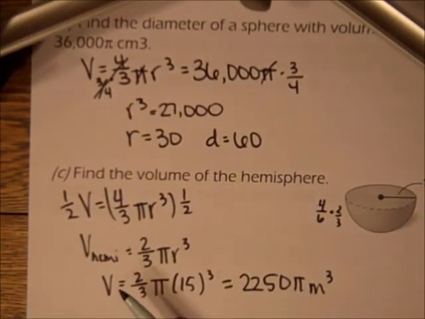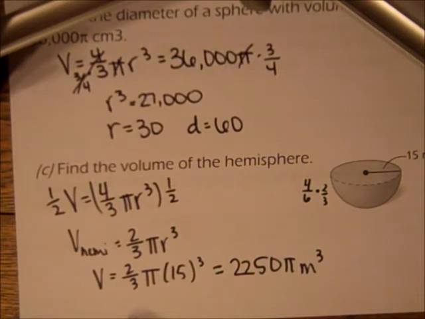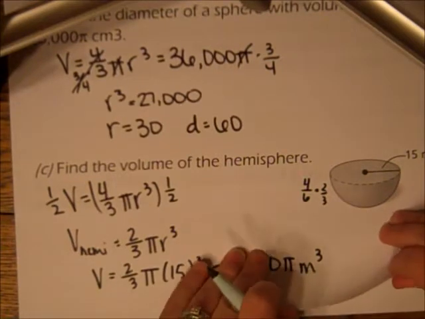For a hemisphere, you just take the formula for the volume of a sphere and you cut it in half. So instead of 4/3 pi r cubed, now we have 2/3 pi r cubed. And once you do that, then it's just a matter of plugging in: 2250 pi meters cubed.